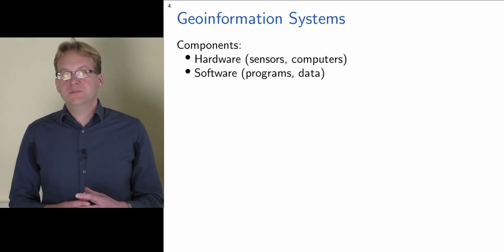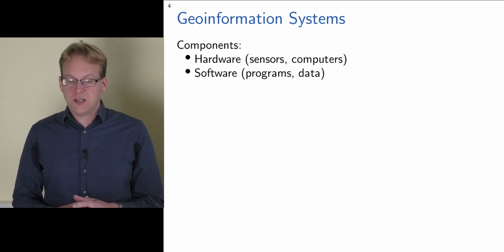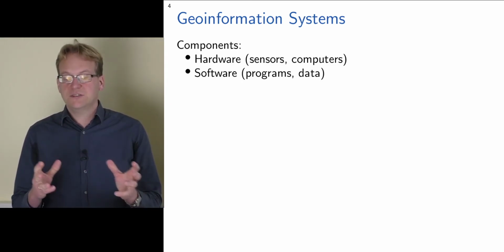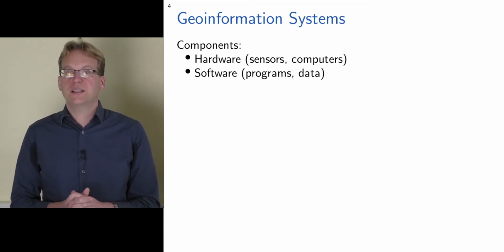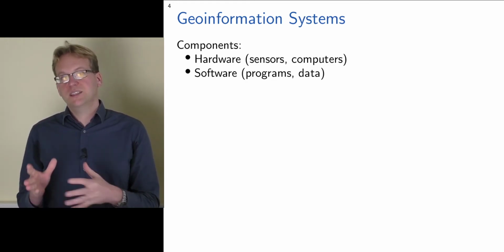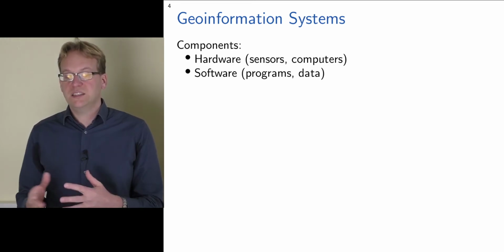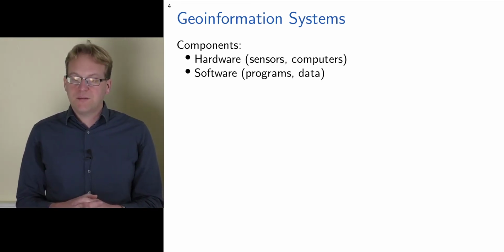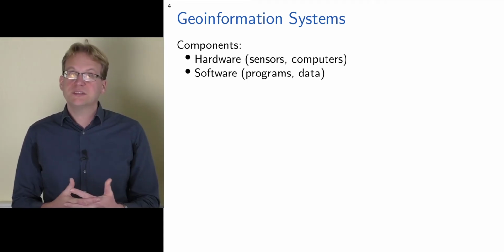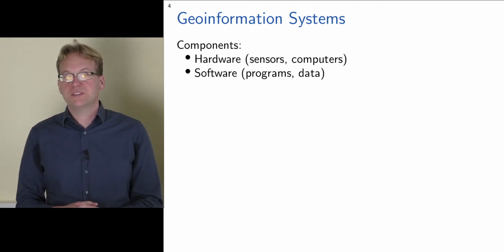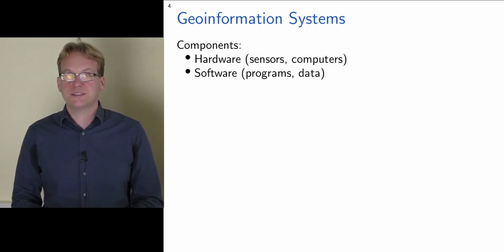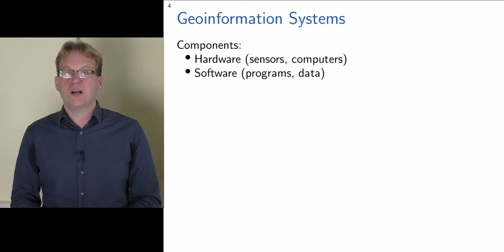Well, there are several components of geoinformation systems: hardware comprising sensors and computers, software comprising programs, and you can also count data as software. Some people also say that humans are an important component of geographic information systems, like the users and the experts themselves.